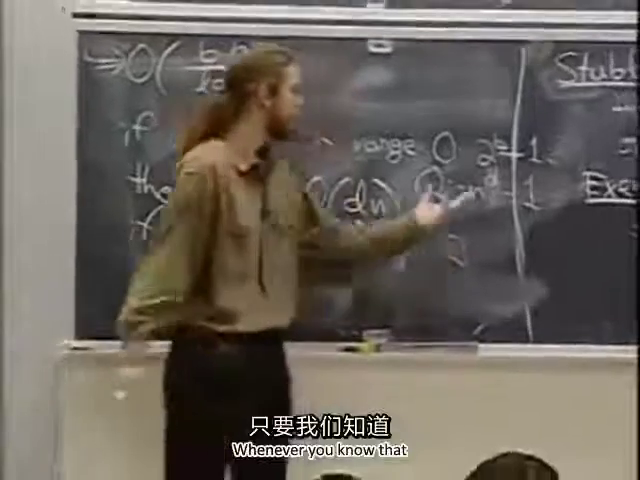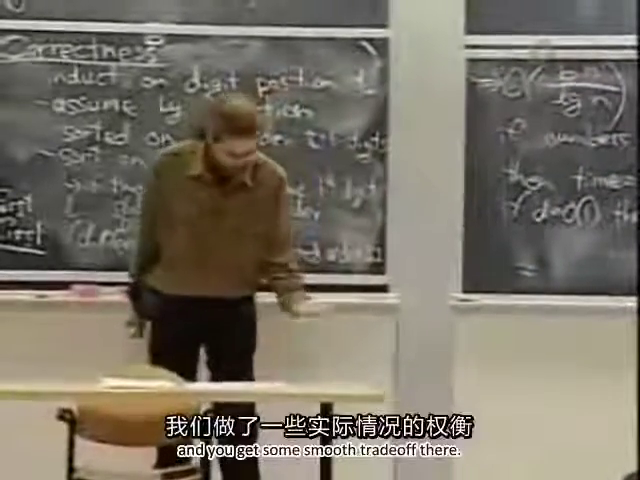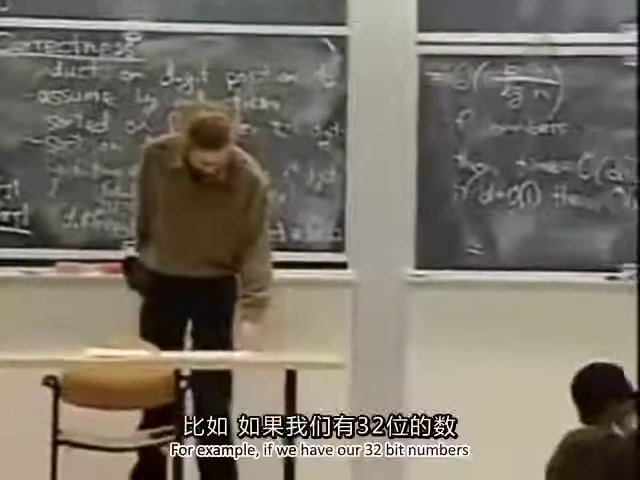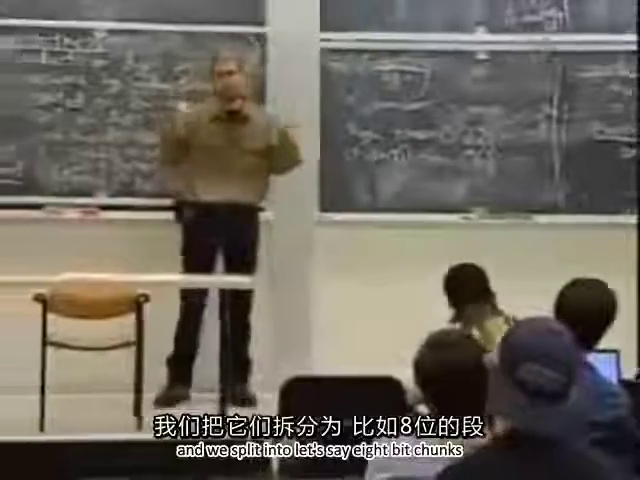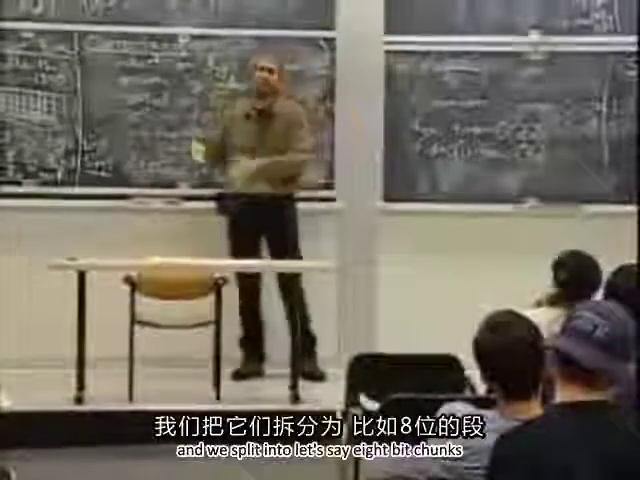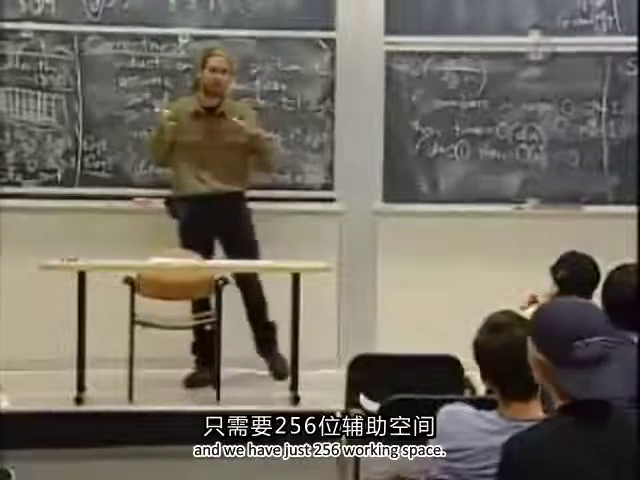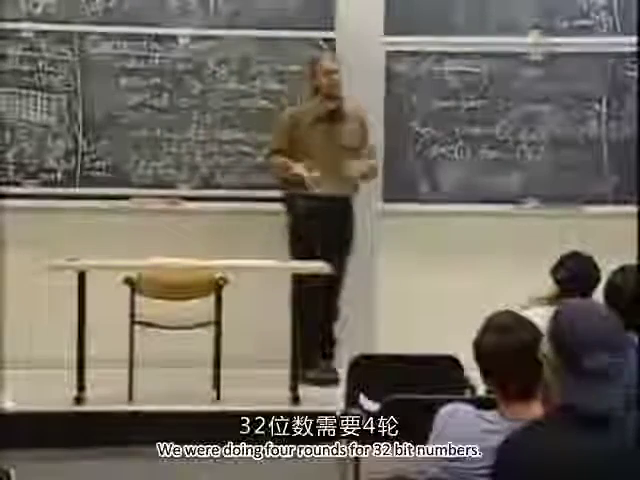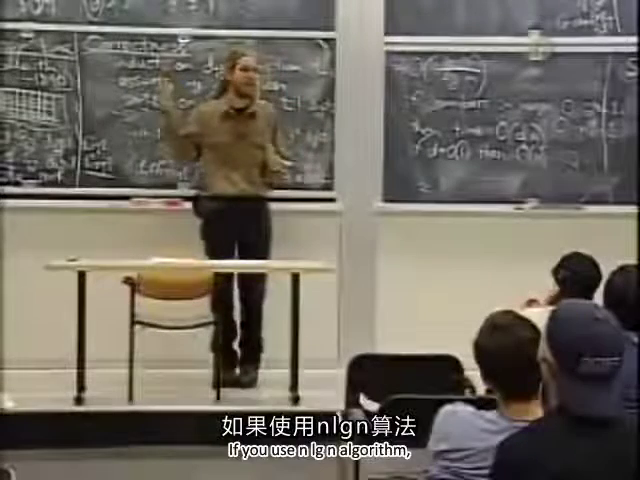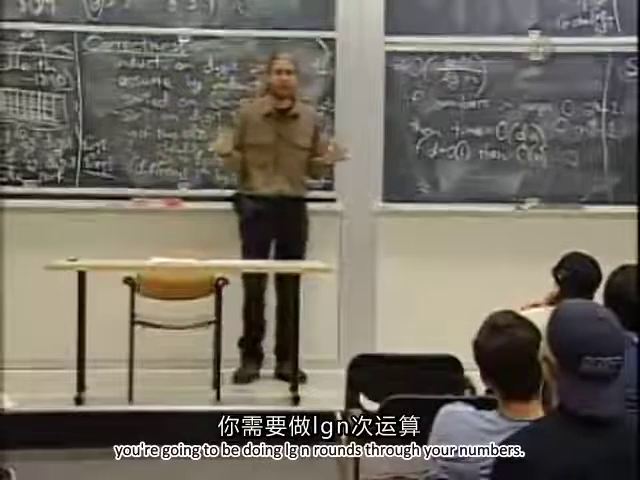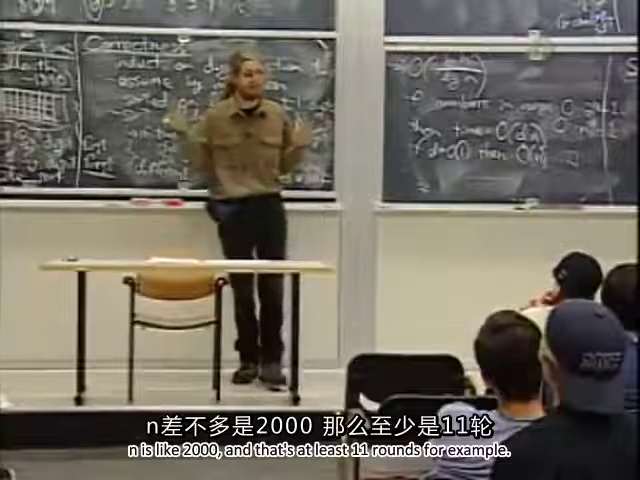Whenever you know that your numbers are order log n bits long, we are happy. And you get some smooth trade-off there. So for example, if we have our 32-bit numbers and we split into, let's say, 8-bit chunks, then we'll only have to do 4 rounds each linear time, and we have just 2 to the 256 working space. So we were doing 4 rounds for 32-bit numbers. If you use an n log n algorithm, you're going to be doing log n rounds through your numbers. N is like 2,000. That's at least 11 rounds, for example.